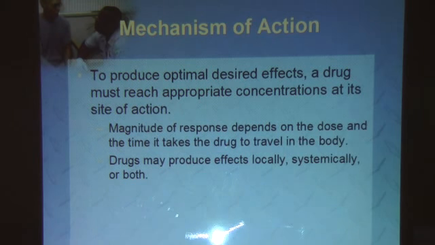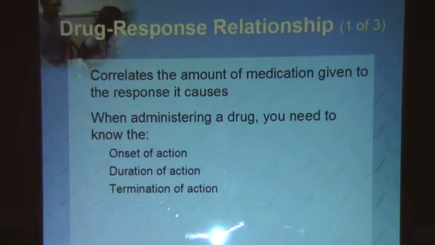Cellular response can be wide-ranging, depending on the chemical mediator and the cells that are being stimulated. The medication molecule must compete with the naturally occurring chemical mediator and potentially other medications. Once the medication finds its target tissue, it needs to accumulate to a sufficient concentration to produce its desired effect. The drug-response relationship correlates the amount of medication given and the response it causes.